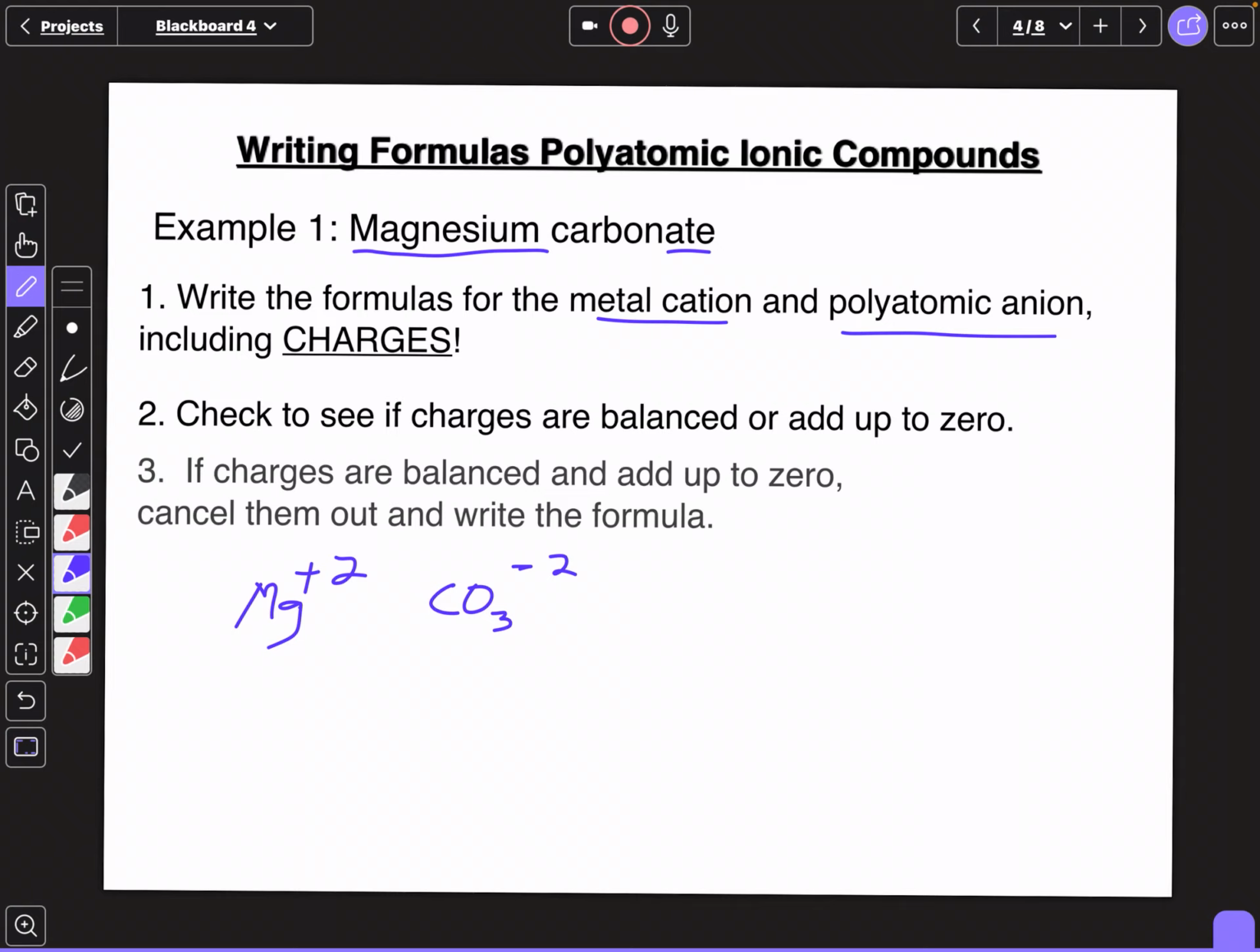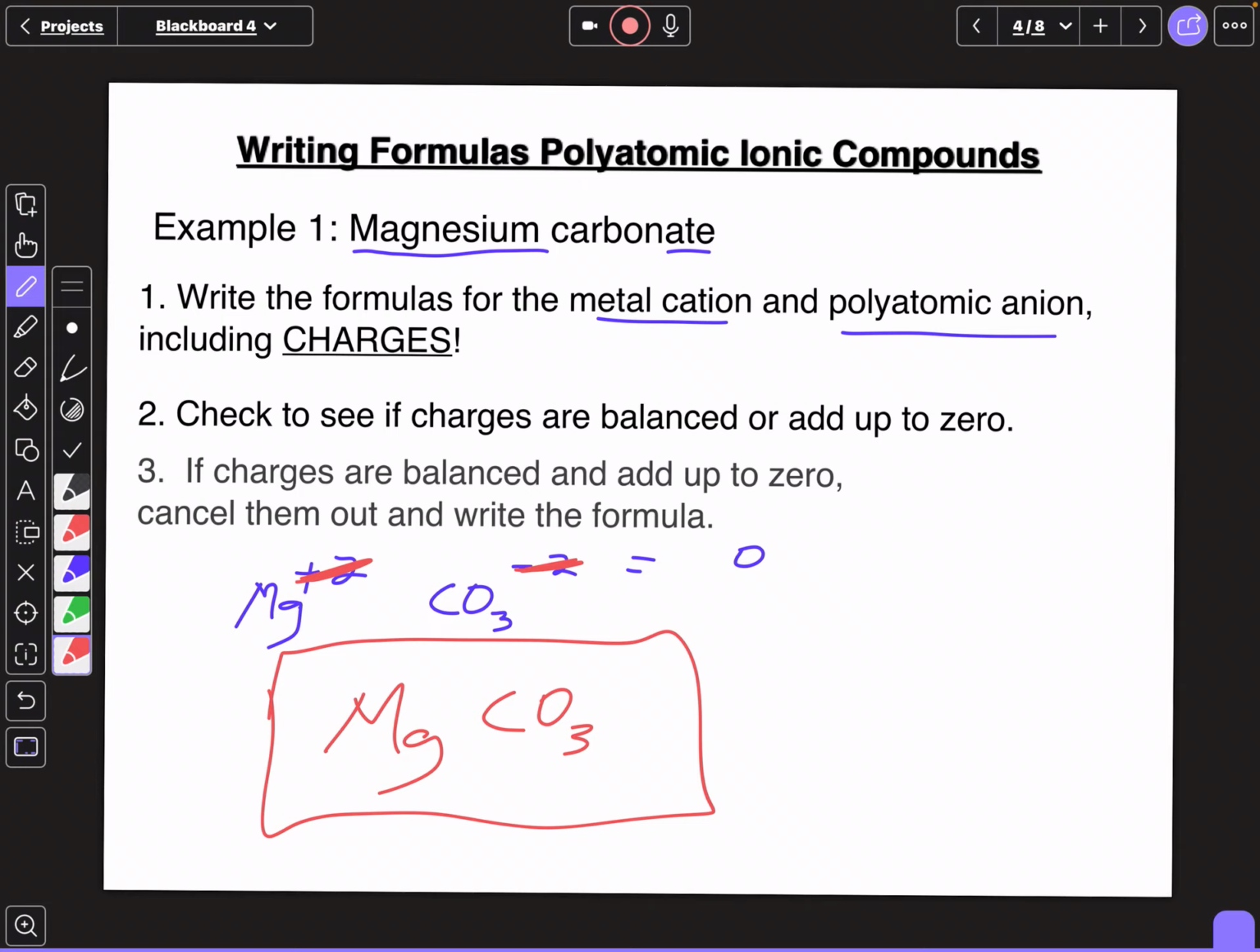All right, so when I write this formula, I'm going to check to see if the charges are balanced, or add up to 0. Does +2 plus -2 equal 0? It does. And if it does, I just cancel these out and write the formula. It's going to take just 1 atom of magnesium and 1 ion of carbonate to balance the charge. So this would be the correct formula.